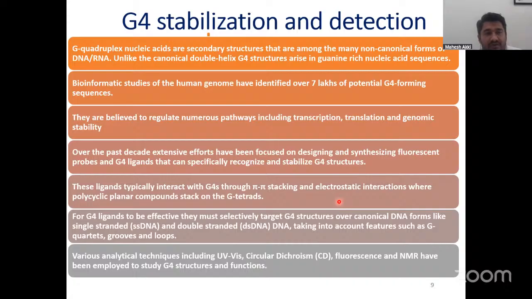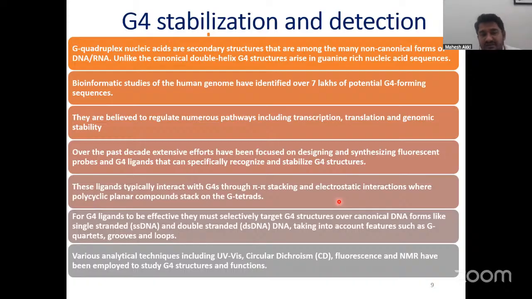These structures are not just structural oddities; they are believed to regulate some of the key biological processes such as transcription, translation, and the maintenance of genomic stability. Because of their importance, there has been intense interest over the past decade in developing fluorescent probes or small molecule ligands that can specifically and selectively recognize these G4s, and stabilize them.